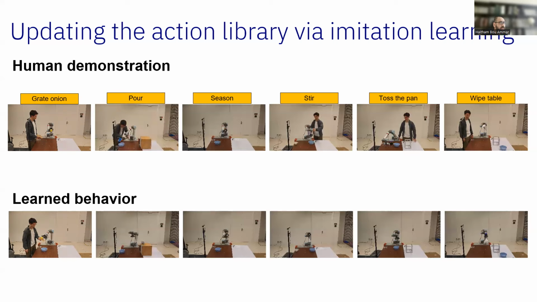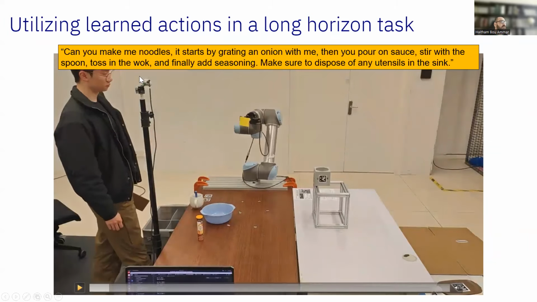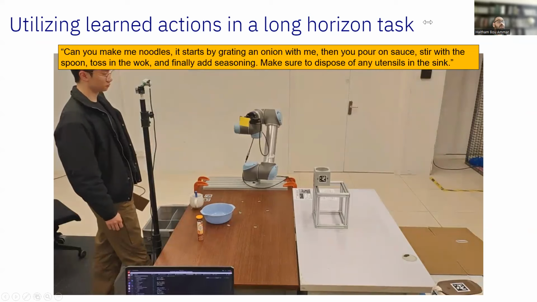Right. So now with this, I can allow you to update your action library while doing imitation learning. So what happens now? I would like to show you that with this, you are able to solve a set of long horizon tasks. So now I want to utilize the learned actions to solve a long horizon task.